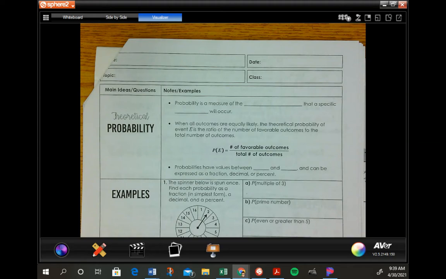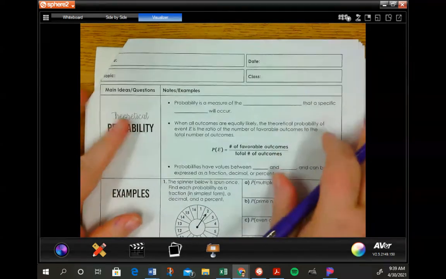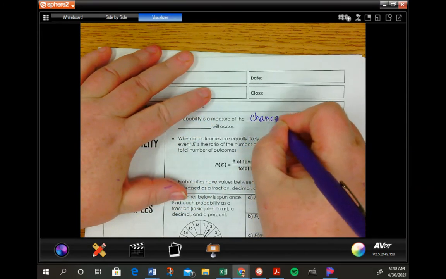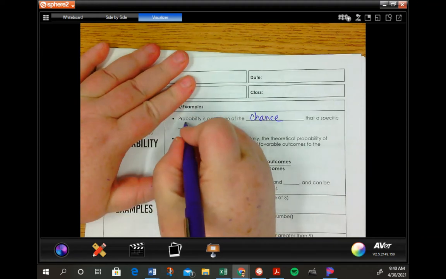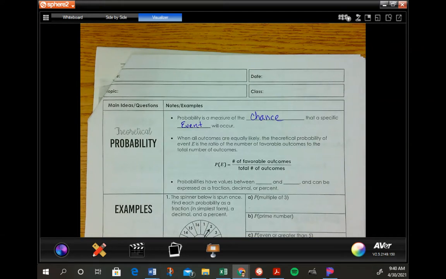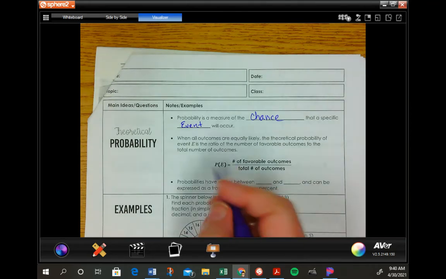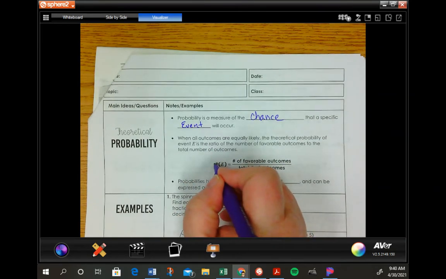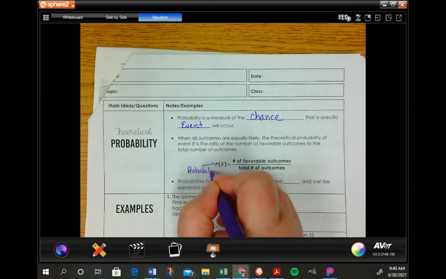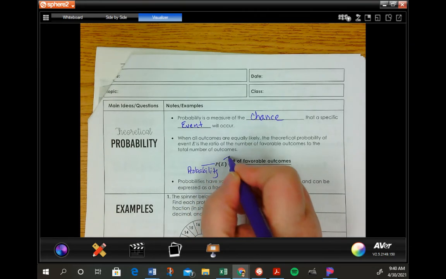Theoretical probability is the probability, a probability is a measure of chance that a specific event will occur. When all outcomes are equally likely, the theoretical probability of an event E is the ratio of the number of events favorable to the total number of outcomes. P just means probability. E means event.